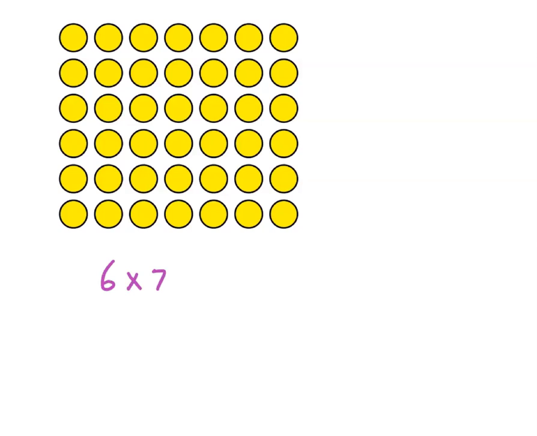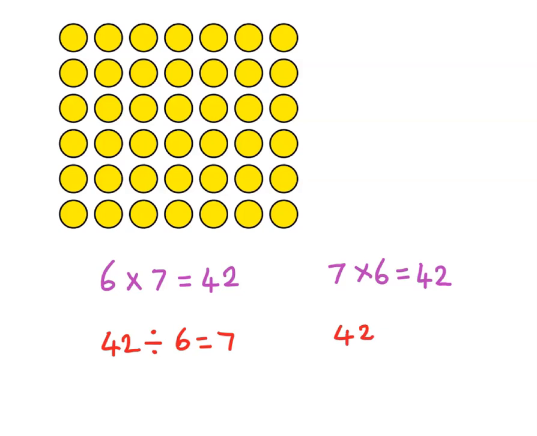6 times 7 is equal to 42. And then using commutativity, we can say 7 times 6 is equal to 42. And then the inverse division, 42 divided by 6 is equal to 7. And over here, 42, and this time we'll group them into 7s. It will leave us with 6.